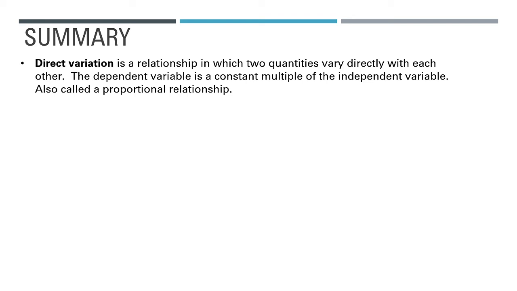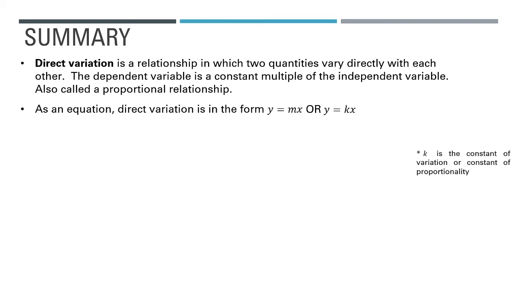Let's try to summarize what we've learned thus far before moving on to some application questions. The first thing we've learned is the definition of direct variation. Direct variation is a relationship in which two quantities vary directly with each other. The dependent variable is a constant multiple of the independent variable, and it is also called a proportional relationship. As an equation, direct variation is in the form y equals mx, which can also be written as y equals kx, where k is a constant of variation, or another term that's used for k is constant of proportionality, but let's not stress out too much about that terminology.